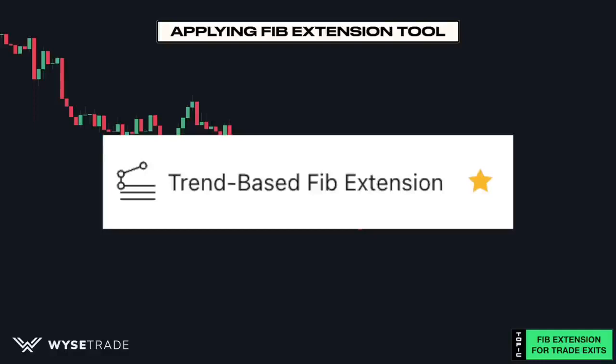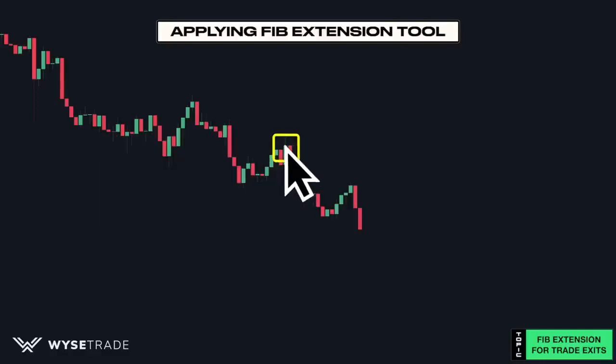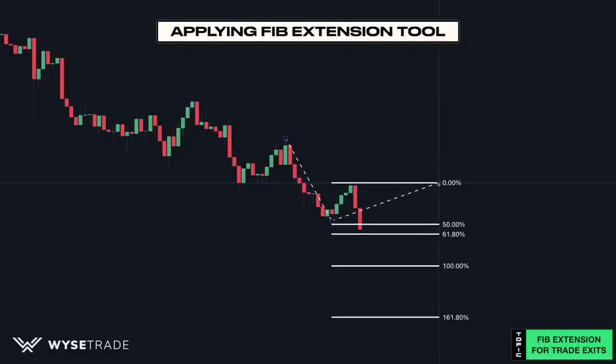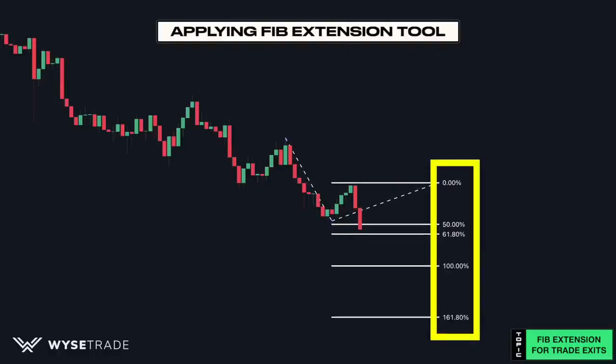Grab your Fibonacci extension tool, click at the start of the previous impulse move here, drag it down and click again at the start of the corrective move, and then drag it up to the starting point of your current impulse move, then drag it slightly to the right and click again. And these are your fib extension levels.